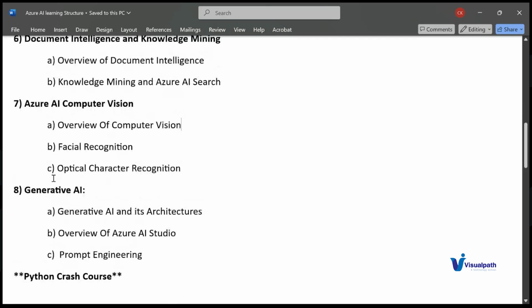And the last chapter is generative AI. So it's a modern technology which has evolved over the last 2 to 3 years. So we'll discuss what is Gen AI and what is the architecture behind this generative AI, and what Azure is providing in terms of generative AI. So within Azure we have Azure AI Studio. Using that we can create the LLM models, nothing but generative AI models. So after creating that we can start using it.